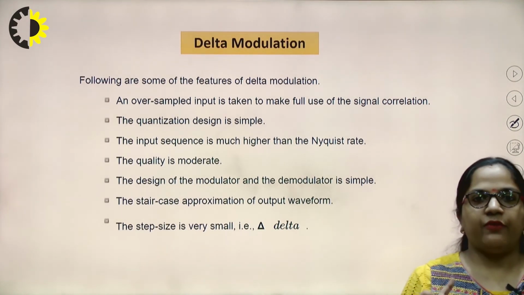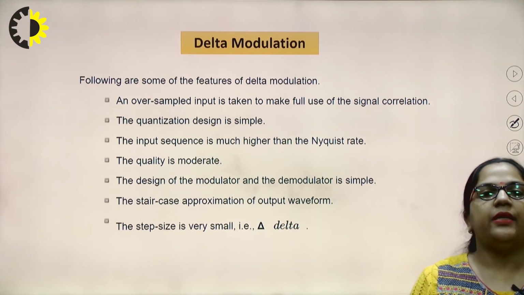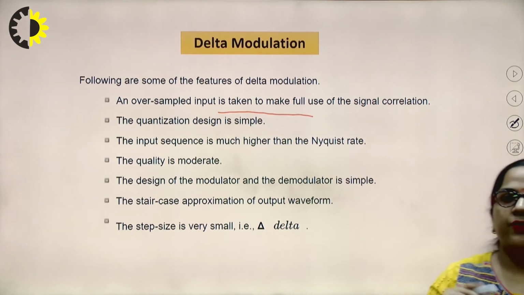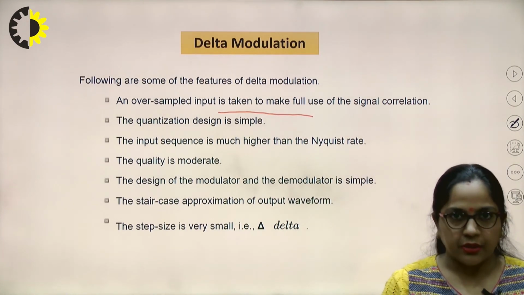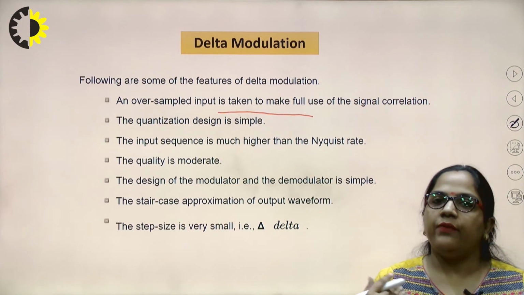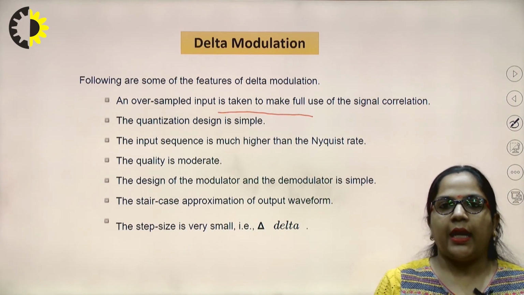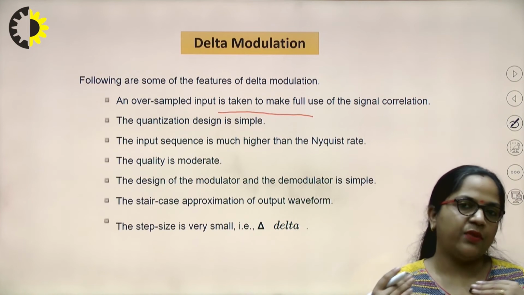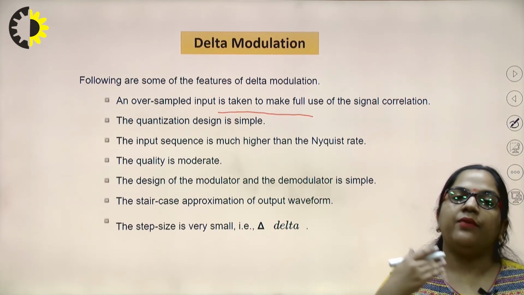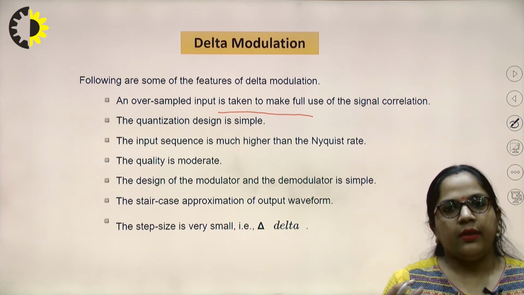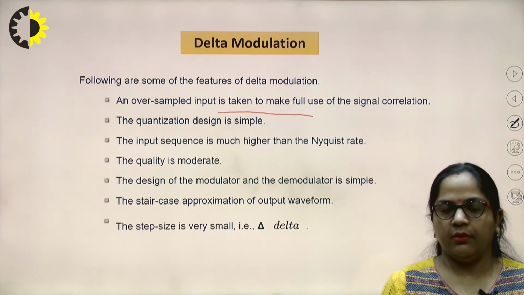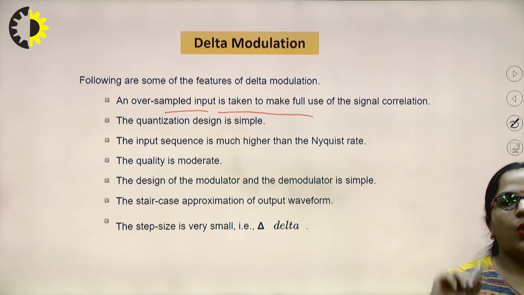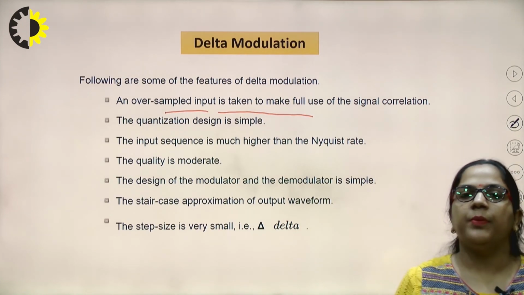First of all, we have to perform oversampling. Fs must be much greater than twice of Fm. And the oversampled input is taken to make full use of the signal correlation. This difference we can consider only when the samples are very near to each other and highly correlated. If the correlation between the samples is lesser, and we take the difference between them and transmit them after quantization and encoding, they may not contain all the information regarding the main input signal. So this is an important thing, oversampling, to increase the correlation between the samples.